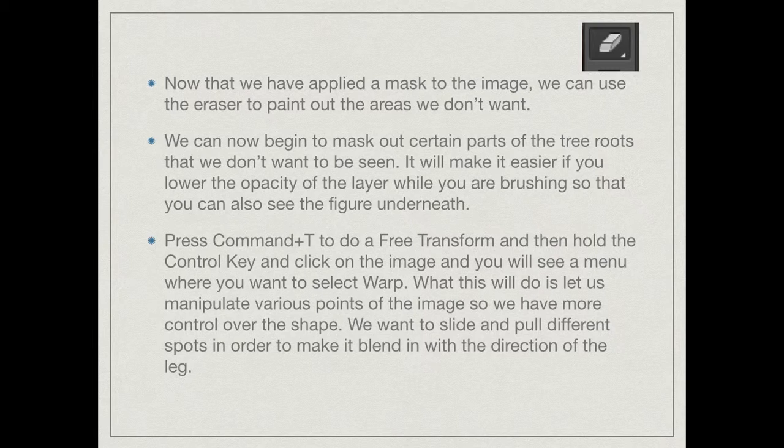So you'll press Command T to do the free transform again, and then you will hold the Control key and click on the image, and you will see a menu where you want to select Warp. And what this will do is let us manipulate different parts of the image so we have more control of the shape. If you want to slide and pull different spots in order to make it blend in with the direction of the leg, just so it kind of looks more realistic.